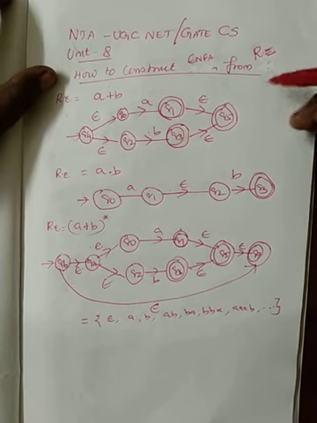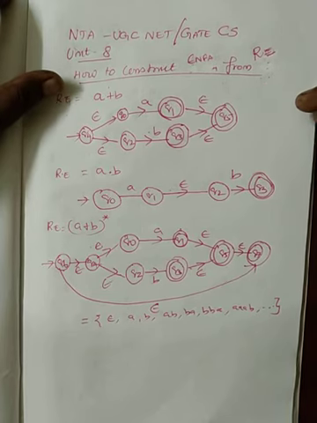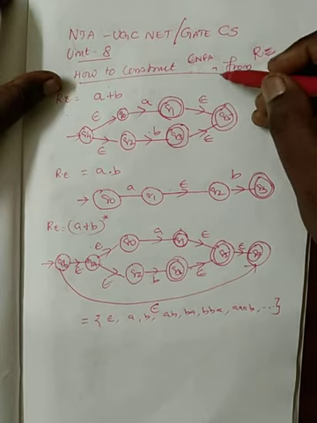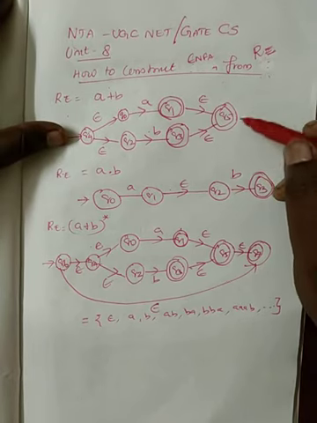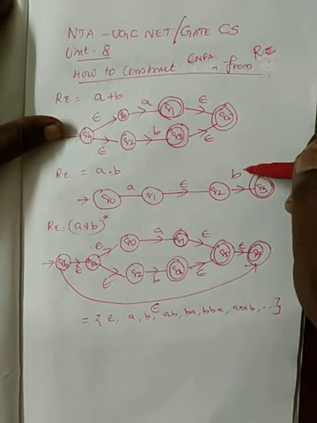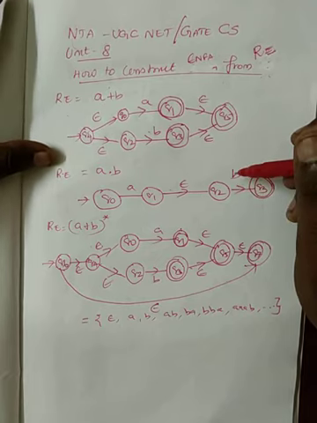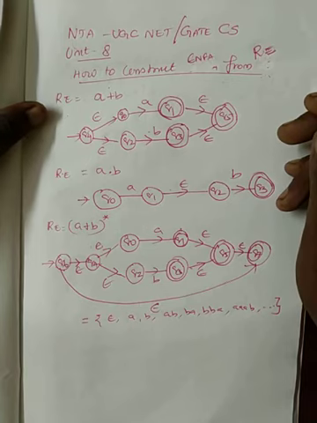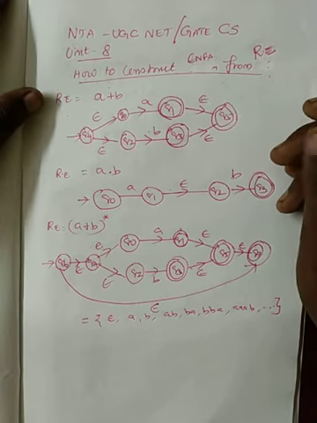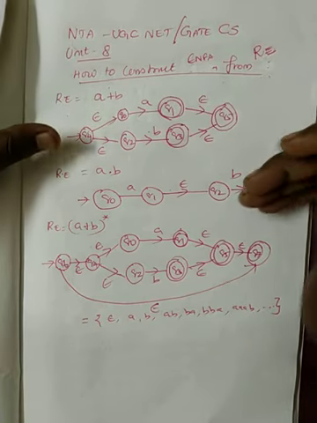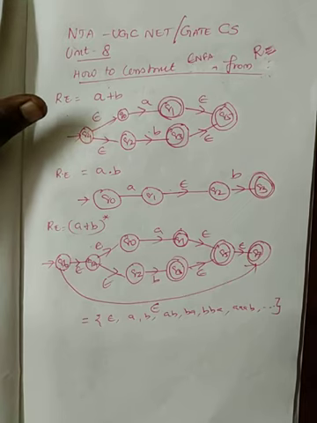Here I'll be discussing another important concept in TOC: conversion of regular expression to epsilon NFA. We need three steps to convert a regular expression to epsilon NFA, by means of the OR operation, the concatenation operation, and the Kleene star operation.